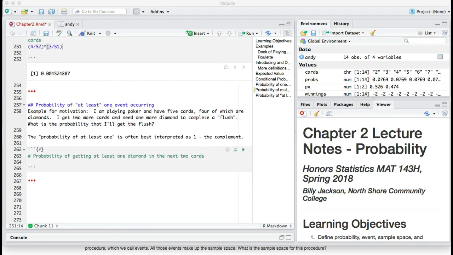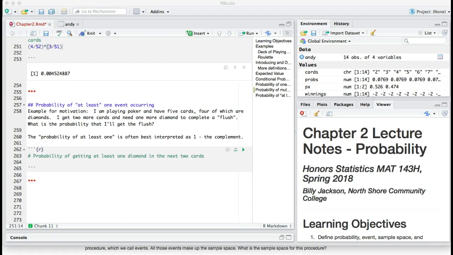Our last example we'll talk about today is the probability of at least one event occurring. This is a type of probability I'm particularly fond of because I've definitely thought about it at times while playing poker, so I wrote this example for motivation. I'm playing poker and I have 5 cards, 4 of which are diamonds. I get 2 more cards and I need 1 more diamond to complete a flush, which is when you have 5 cards that are all the same suit. So what is the probability that I'll get the flush?